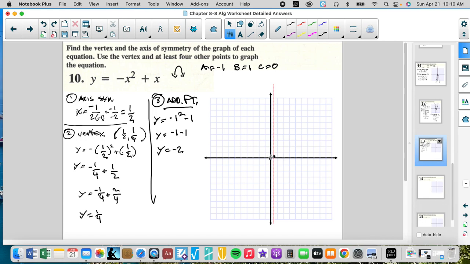Okay. And now here's my y-intercepts are a half away. And now I get the point. This is the point. What did I plug in? I plugged in 1.